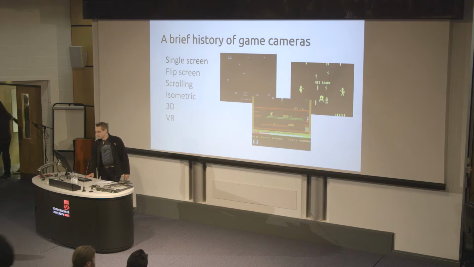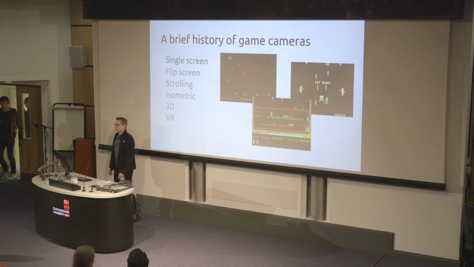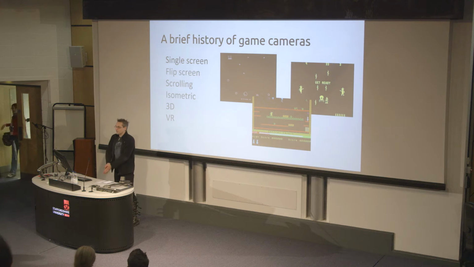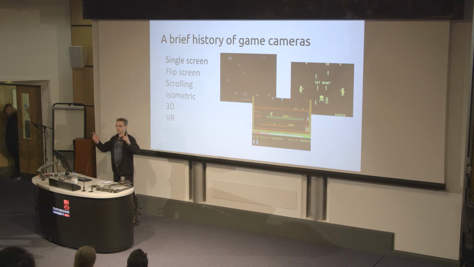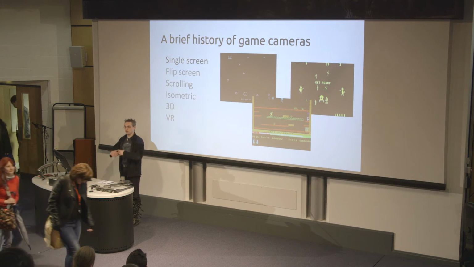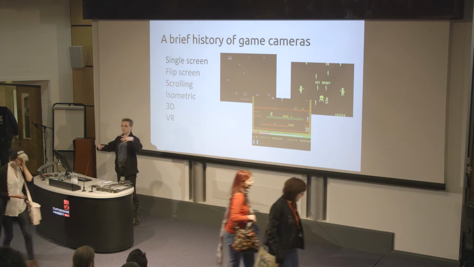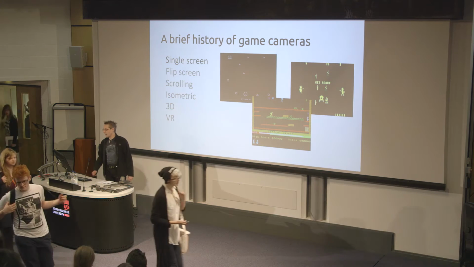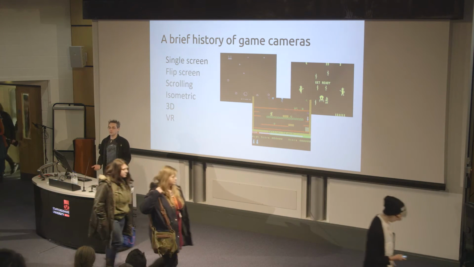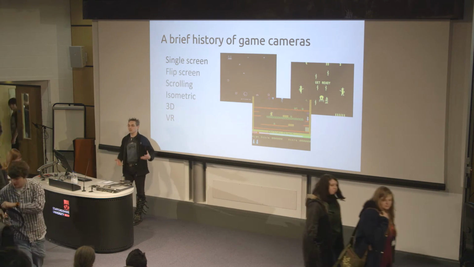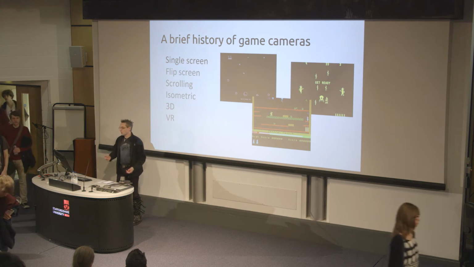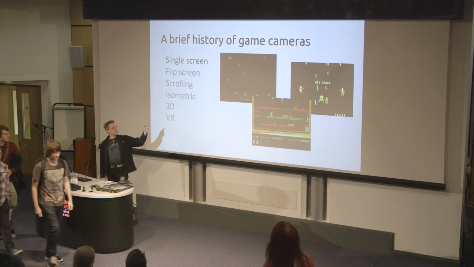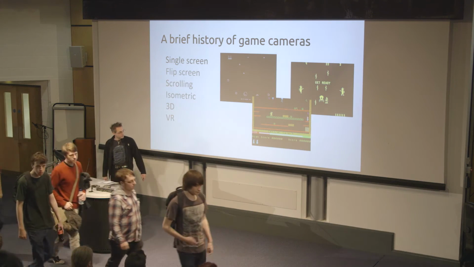So games, the very first games just used the full screen, which was the most obvious amount of play field. And because the hardware wasn't very powerful, it was just redrawing everything on the screen. It was quite an expensive process. So what we've got here is Asteroids, Gunfight, and Manic Miner.